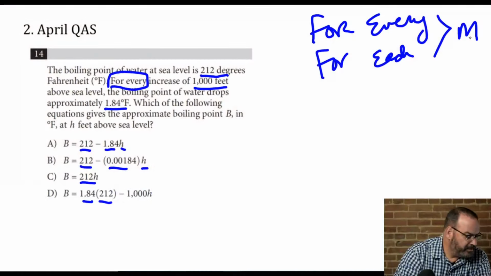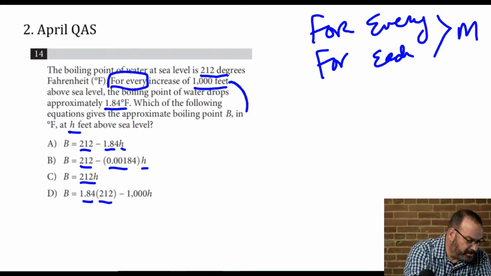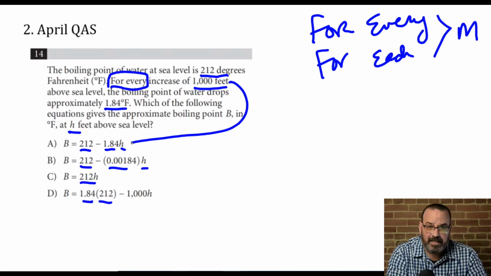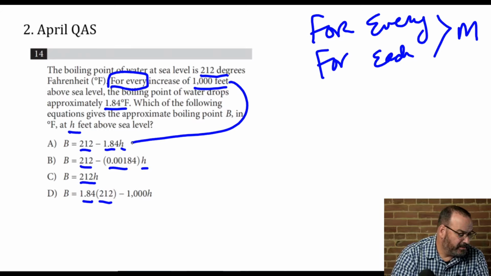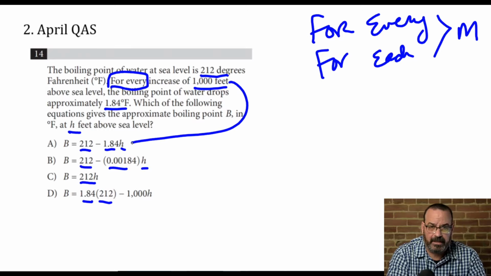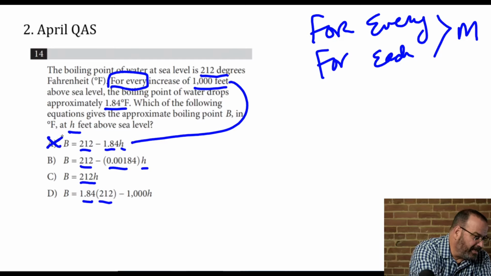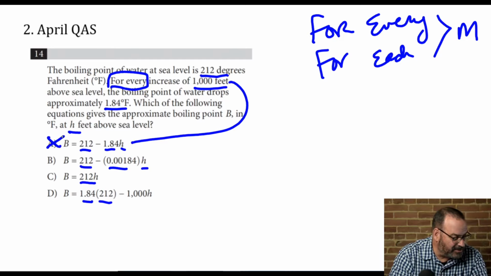Well, let's put in 1,000 feet. H is the x variable, 1,000 feet is what they give us, so let's put in 1,000. So the boiling point is 212 degrees, 1.84 times 1,000 is 1,840. I don't think we're going to be 1,840 degrees below zero. So the answer choice A is completely wrong.